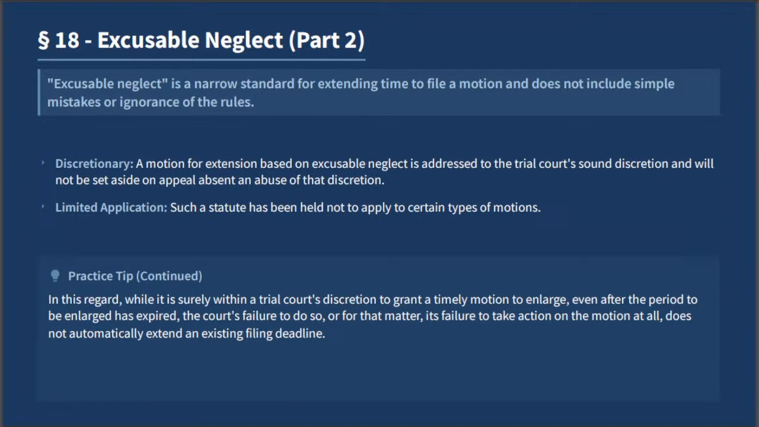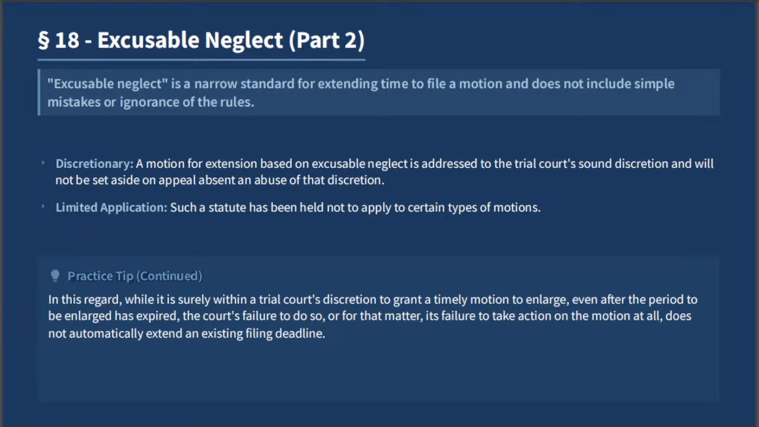All right, and we're on to excusable neglect, part 2. It's a narrow standard for extending time to file a motion. It does not include simple mistakes or ignorance of the rules. Discretionary: a motion for extension based on excusable neglect is addressed to the trial court's sound discretion and will not be set aside on appeal absent an abuse of that discretion. It has limited application. Such a statute has been held not to apply to certain types of motions.